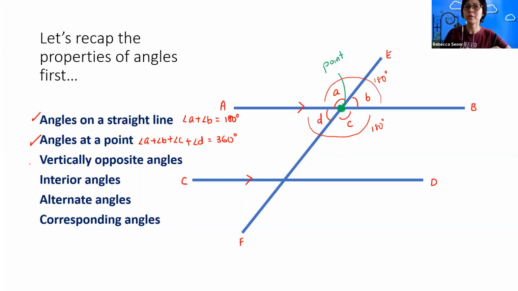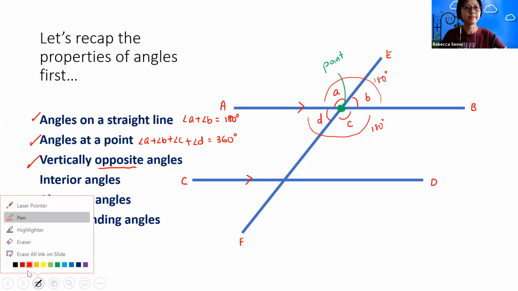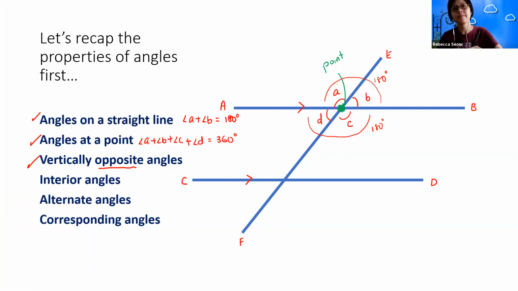Now, we're going to move on to vertically opposite angles. Vertically opposite angles focuses on angles that are opposite to each other, okay, when the two lines cross each other. So if you were to look at this angle over here, A, and angle C, now you realize that they are opposite of each other. Yeah? And on the other hand, if we were to look at angle B, it is opposite to angle D.